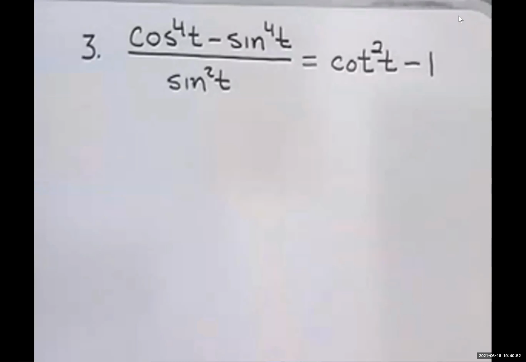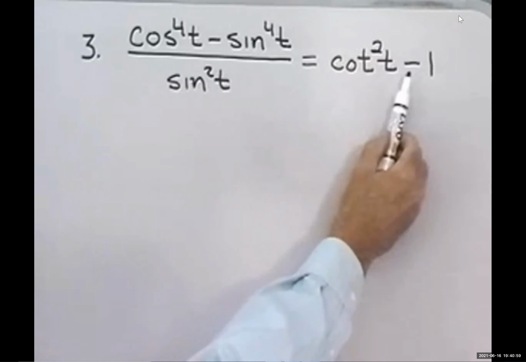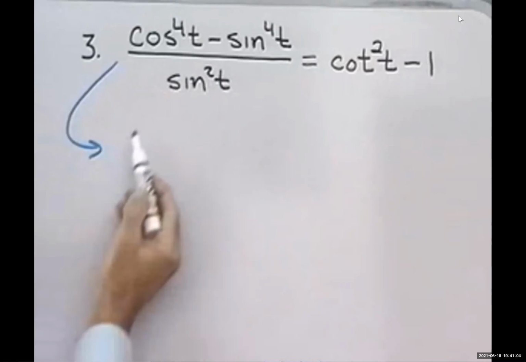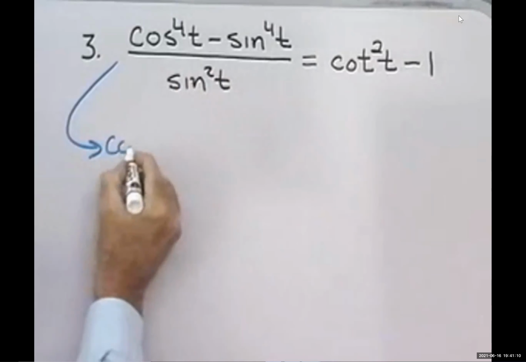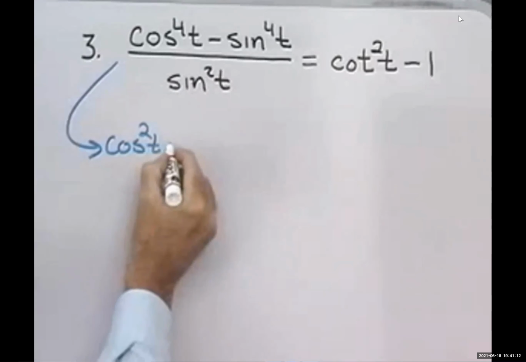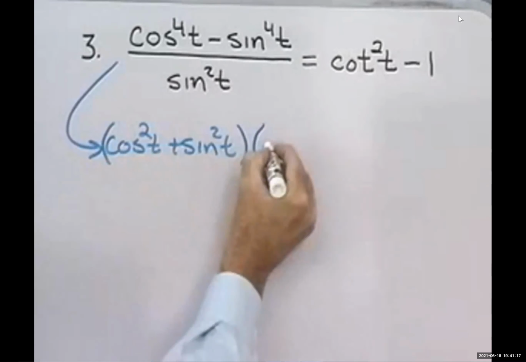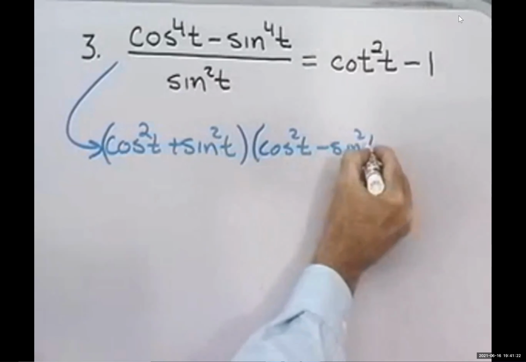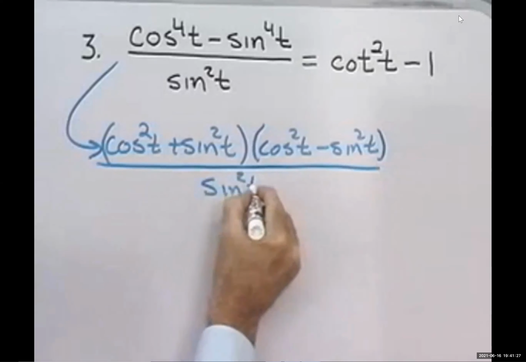Here's another one. I have cosine to the fourth t minus sine to the fourth t over sine squared t is equal to cotangent squared t minus 1. So I'm going to start with this side here, and I'm going to start by factoring the difference of two squares here, since fourth powers are also squares. And so when I do that, I'll get cosine squared t plus sine squared t times cosine squared t minus sine squared t. And that's all divided by sine squared t.